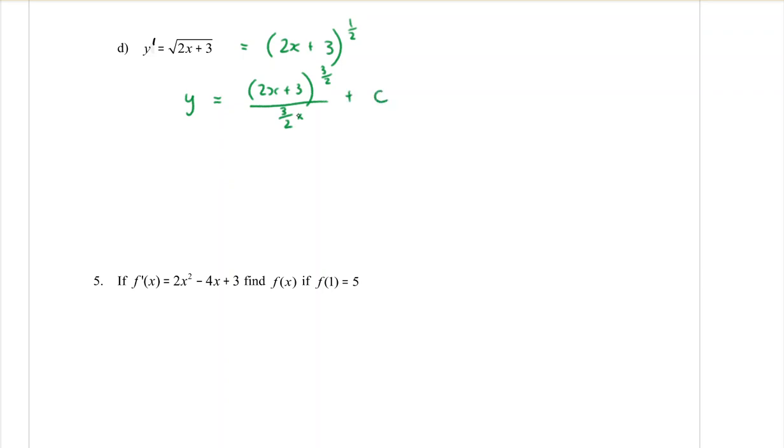Oh, wait, I forgot to times by the derivative, which is 2. Good. Yes, correct. 3 over 2 times the 2 means that it would just be the 3 on the bottom. So I can leave that as 2x plus 3 to the power of 3 over 2, over 3, plus c.